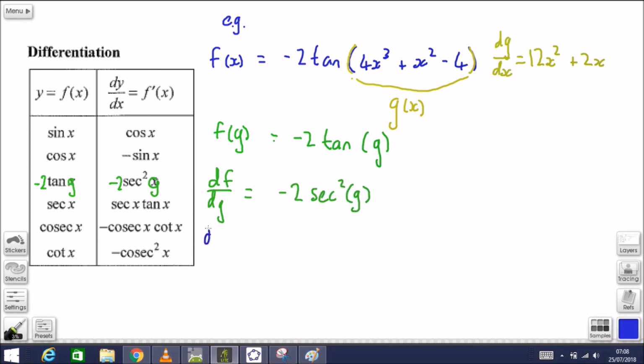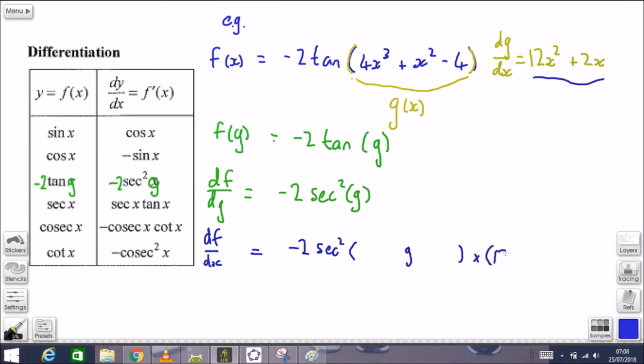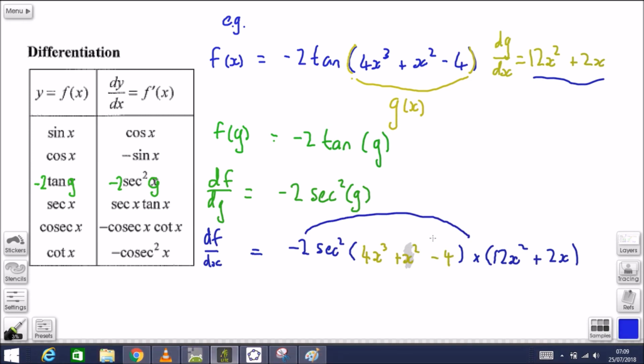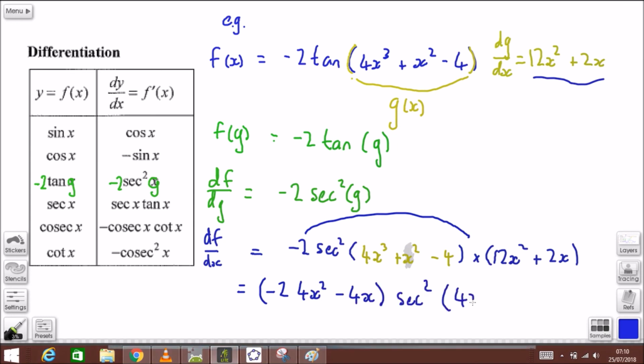So the derivative of the outer function will be negative 2 sec squared of g. We'll put all these together. And once again, we'll just replace g. And technically you're finished here, but we would like to simplify the coefficients of sec squared, so that's negative 2 times that bracket on the right, and that's the end of it.